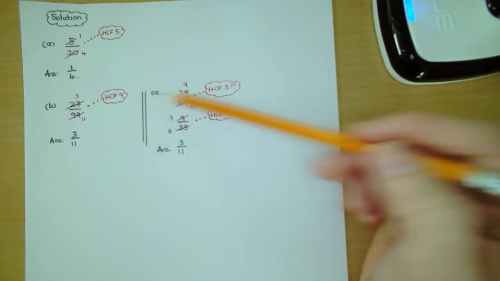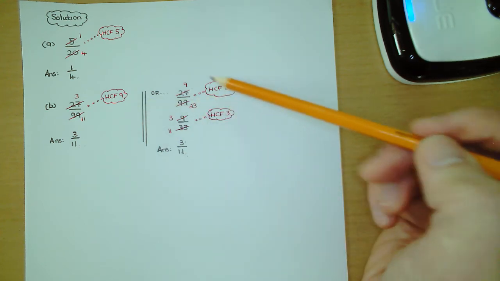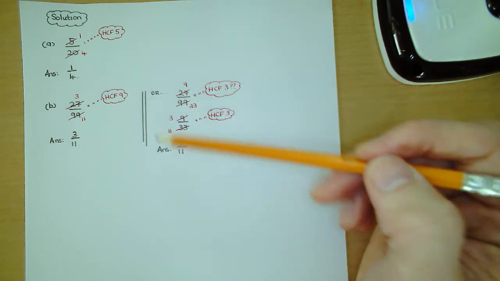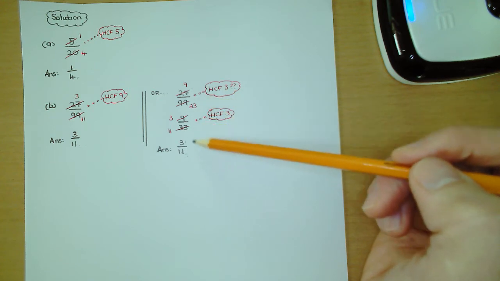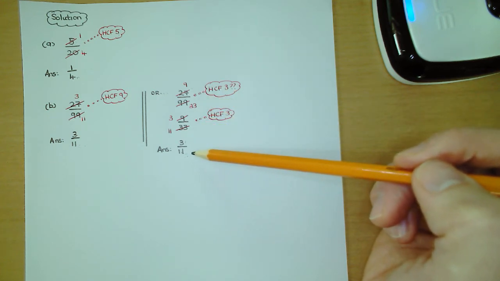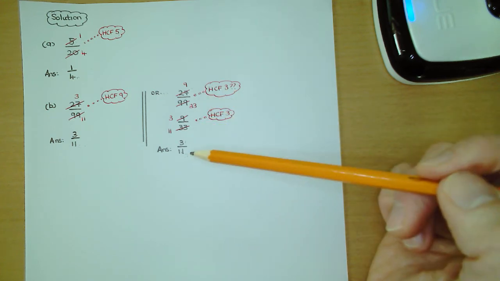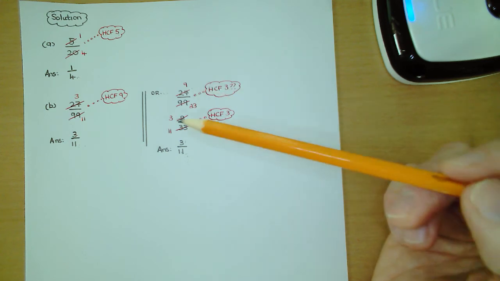So both methods are fine, they're both correct. It's just if you do go down this other method, you need to be prepared to cancel more than once. But it's perfectly fine provided you do the cancelling correctly.